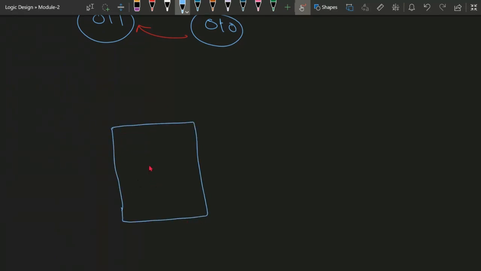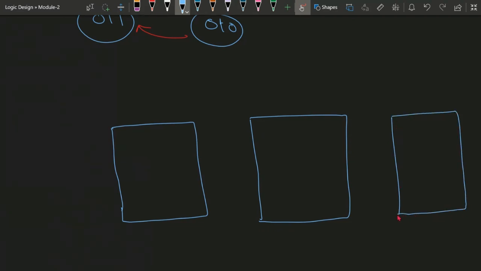So these are 3 flip flops. This is the T flip flop: T2, Q2, and this is Q2 bar. T1, Q1, Q1 bar. T0, Q0, Q0 bar. And there will be a clock.